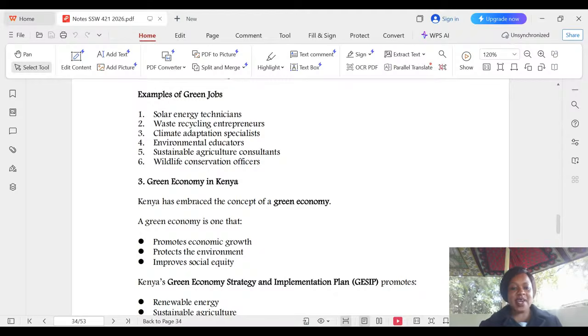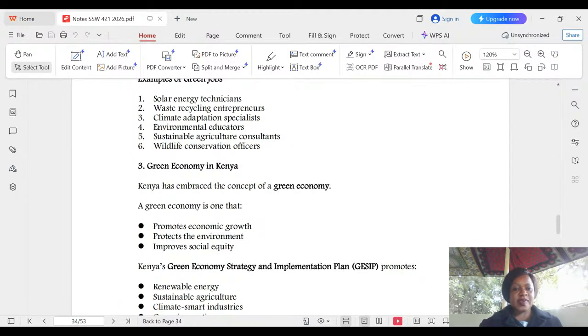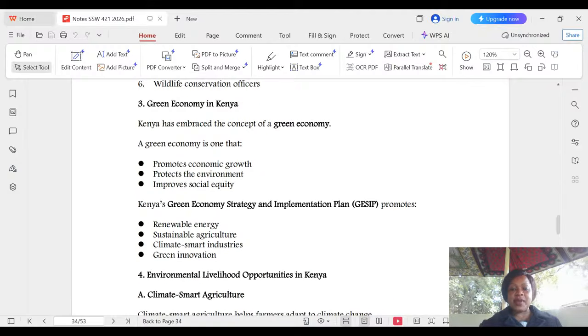So let's look at this green economy in Kenya and see what we have done so far. In terms of our country, we have embraced this concept of the green economy. Our national leadership is very passionate about it. A green economy is one that promotes economic growth, protects the environment, and improves social equity. So, in the end, it leads to a sustainable life for the country. And in Kenya, we have the Green Economy Strategy and Implementation Plan, and this promotes renewable energy, sustainable agriculture, climate smart industries, and green innovation.